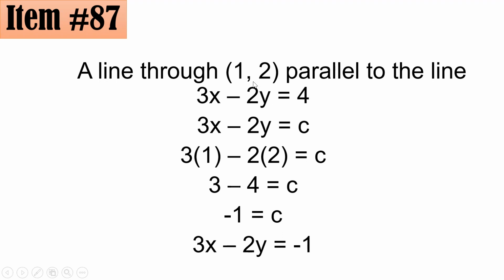And since this line will be passing through the point 1, 2, so I substituted, this is x. 1 is x and 2 is y. That's why by substitution po, that's 3 times 1 minus 2 times 2 is equal to C. And you found out that the value of C is negative 1. Dahil meron ng value ang C na negative 1, bumalik ka po dito sa equation na to, and C will be replaced with negative 1. That's why we have 3x minus 2y equals negative 1, letter D.